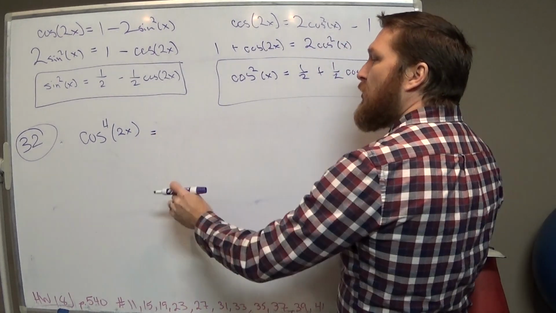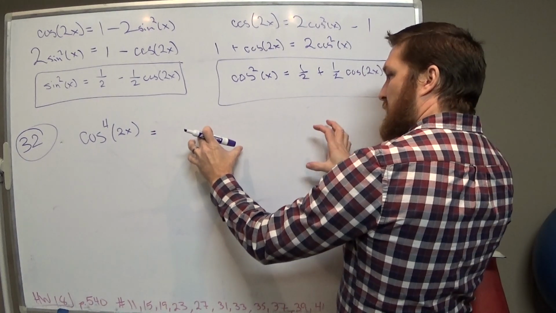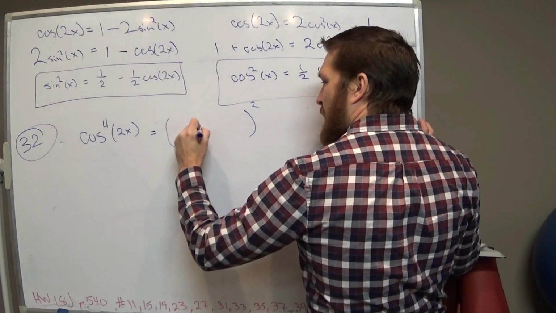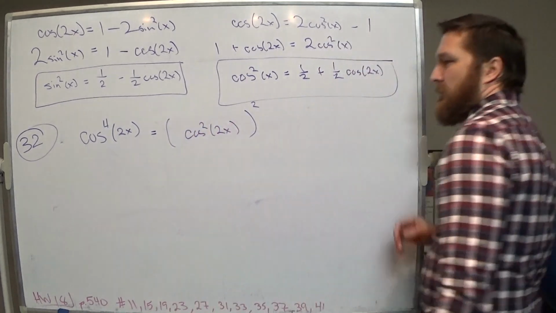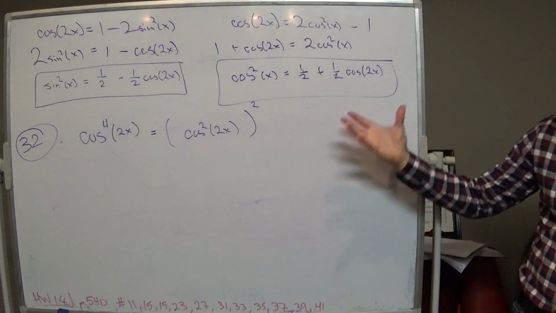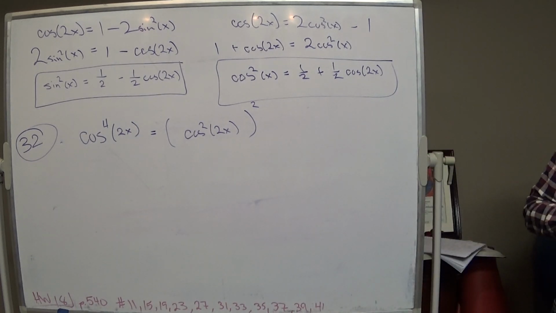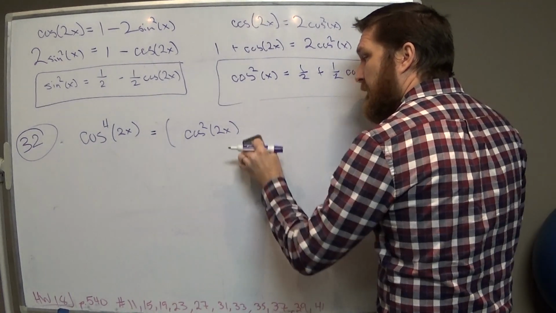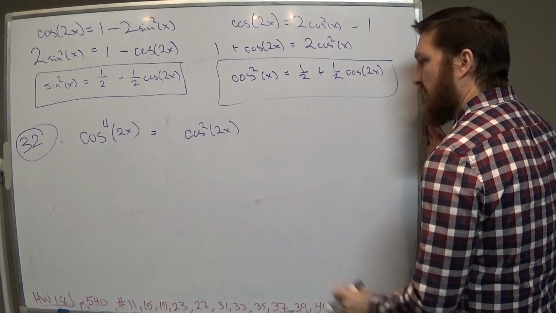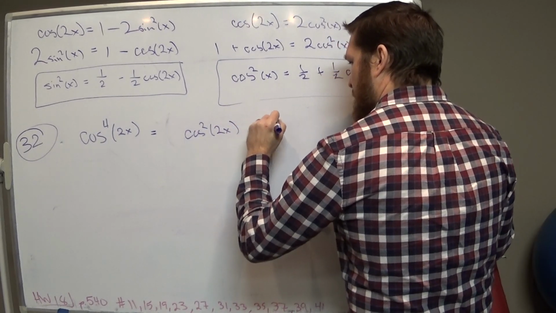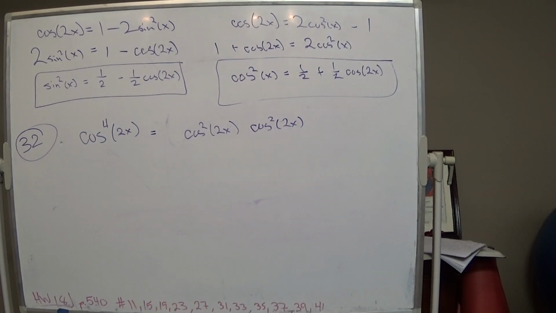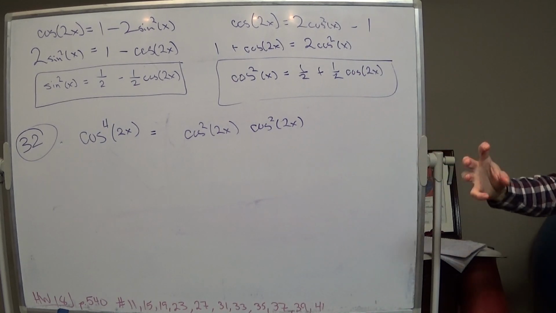Yes, exactly. And so you could write it as cosine squared 2x times cosine squared 2x, or you could write it as cosine squared 2x, all squared. Either way you want to do it, it means the same thing. In fact, I actually like it better to do it that way, because what we're about to do will look a bit nicer. Everybody with me on that? That something to the fourth power is just something to the second power times that thing to the second power.